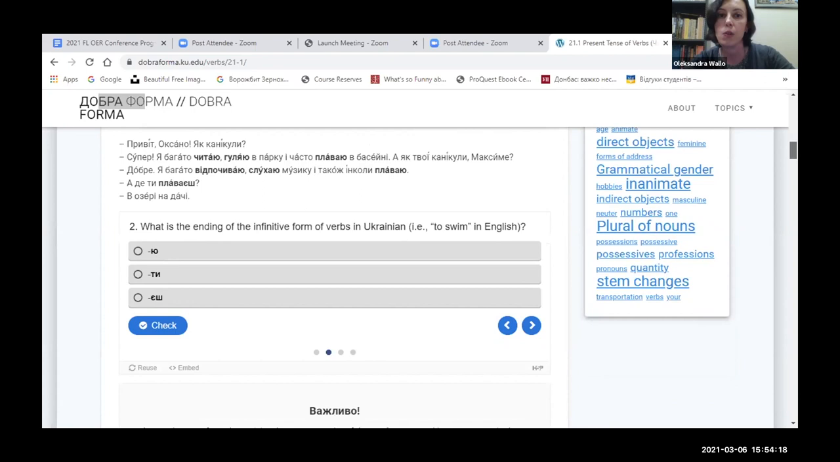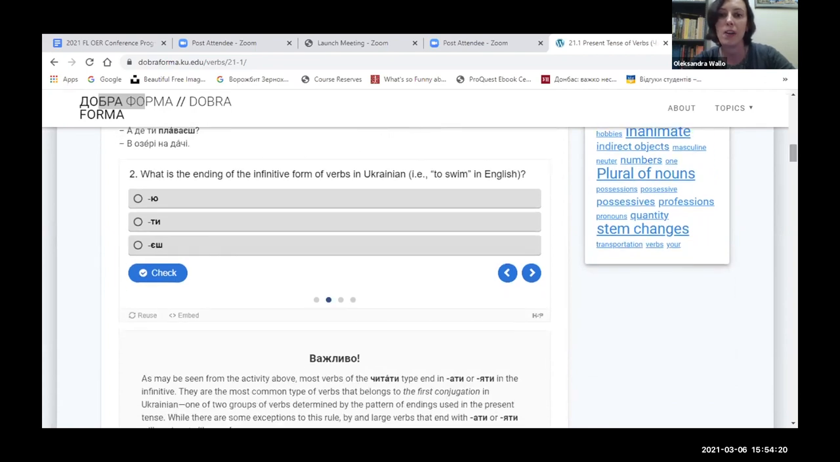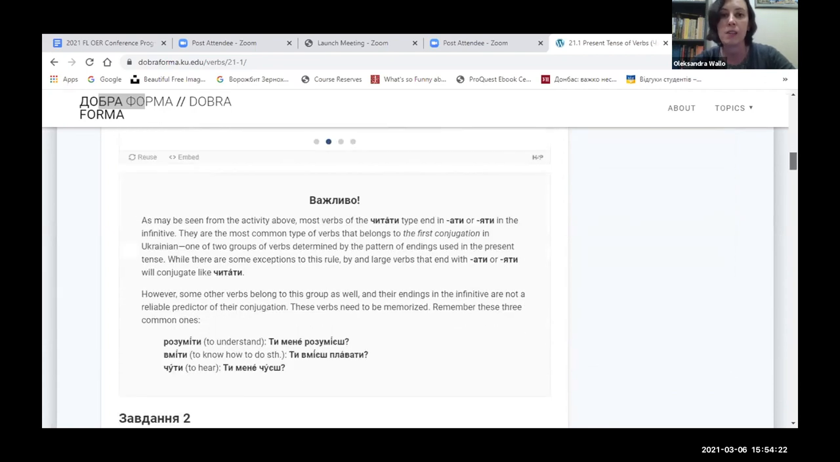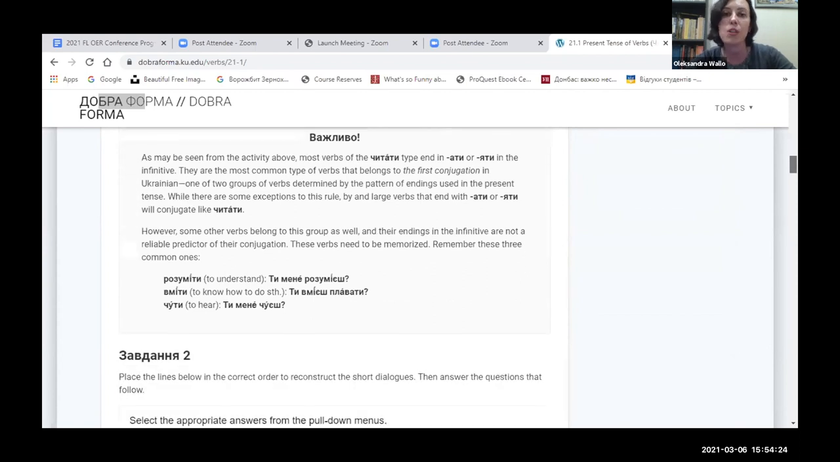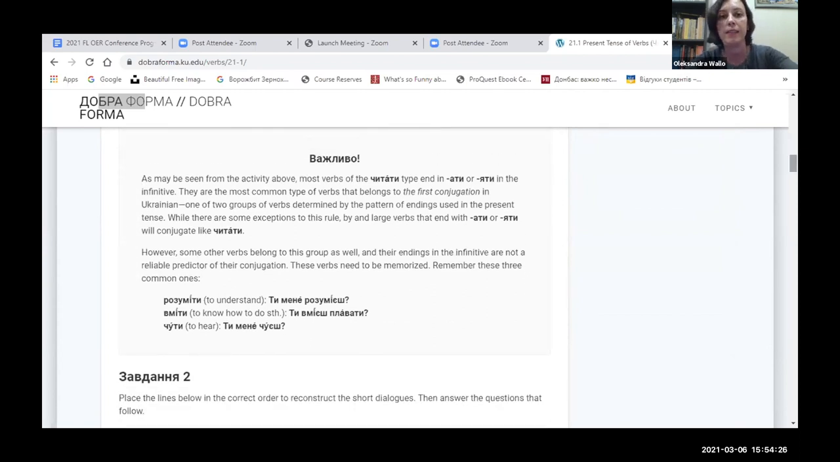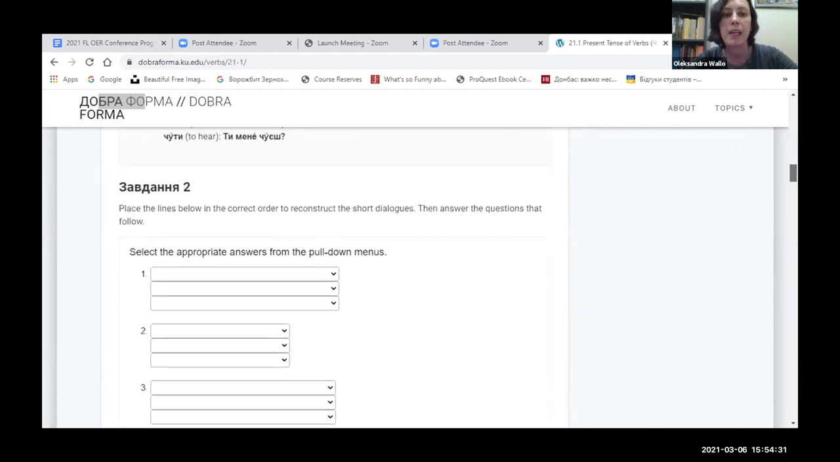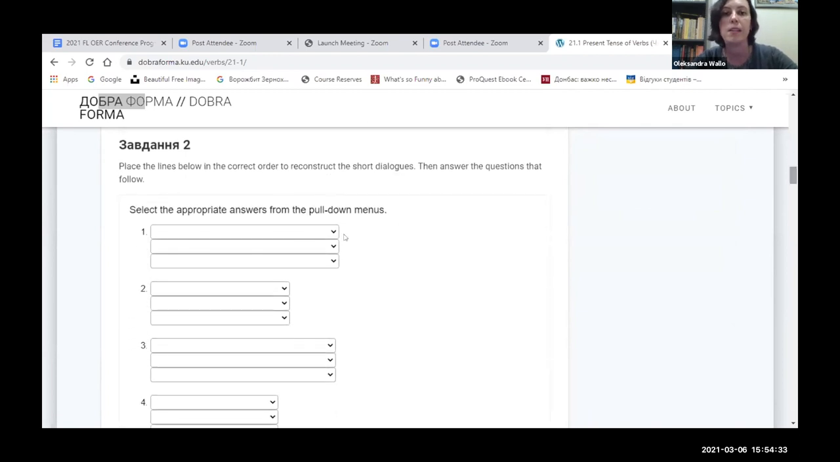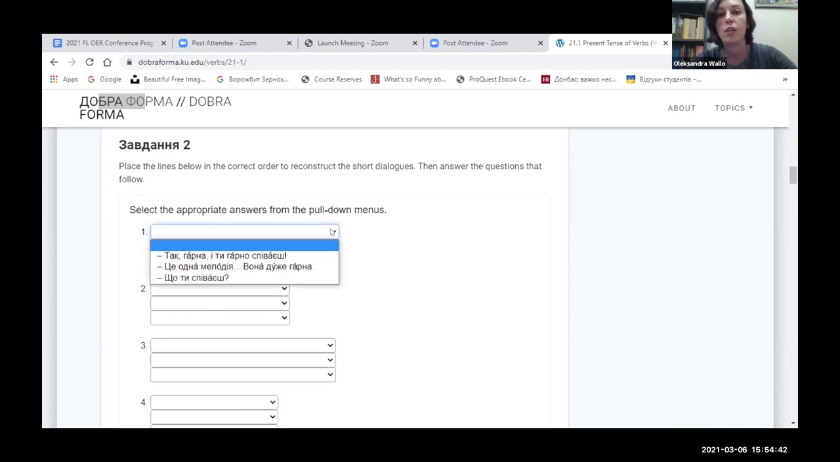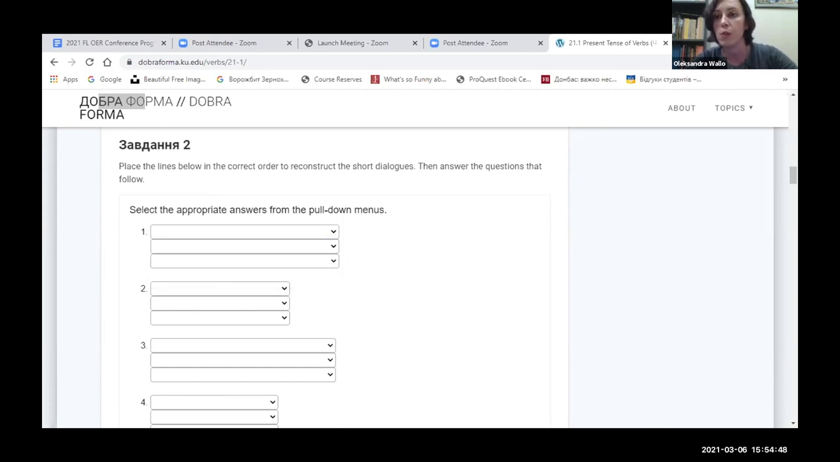The activities, so then these broken down paradigms are practiced again in these chunks. And some exceptions, some important information is highlighted in these text boxes, as this one called "важливо," important. And then there is a variety of activities where students manipulate forms, again, processing everything both for meaning and for form. So in this one, they have to arrange lines of the dialogue in the correct order, and they have to read carefully and think about the meaning and the form as they do so.